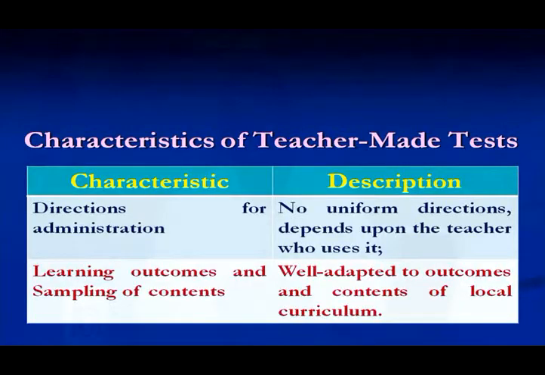The scoring of the test is clearly defined. How to interpret the results? If a student gets, suppose, 50 marks out of 80, how will you interpret it, how will you give meaning to those 50 marks? That will be clearly defined. How the results will be interpreted in the case of standardized tests, all that is well defined, well specified in the case of standardized achievement tests. Now, what are the characteristics of teacher-made tests?